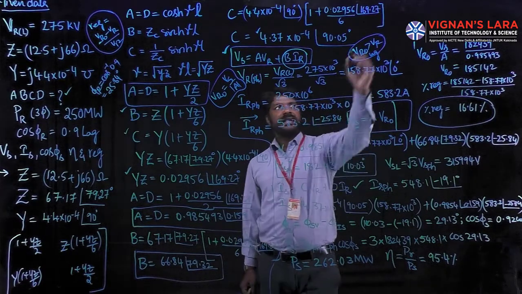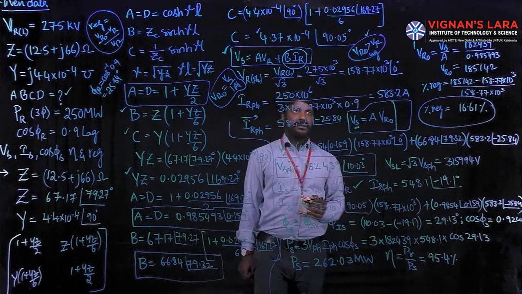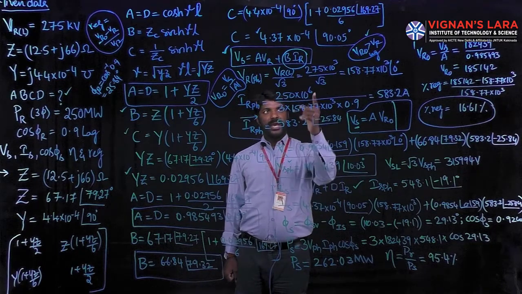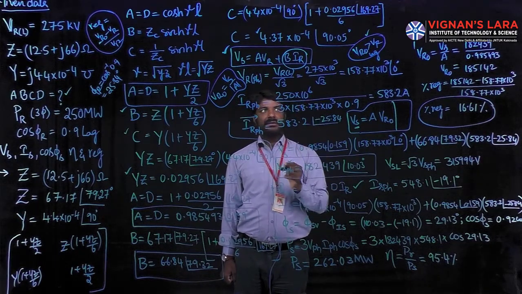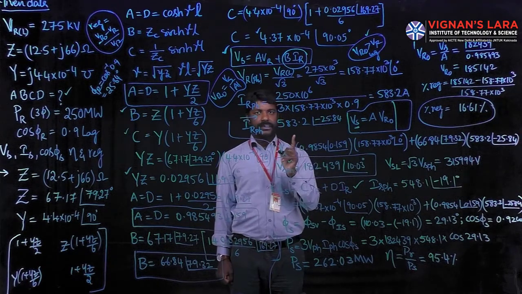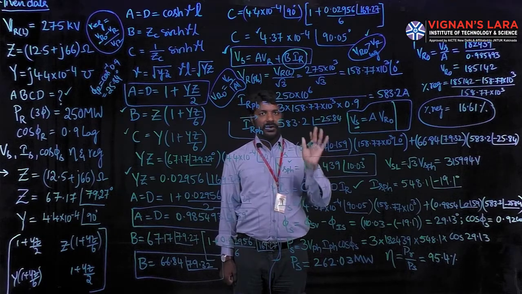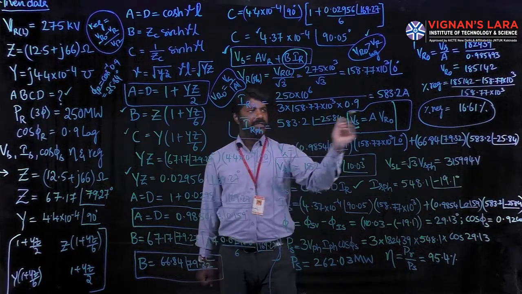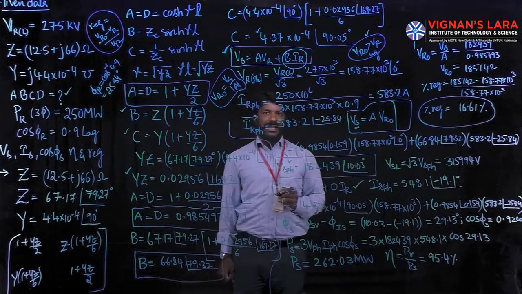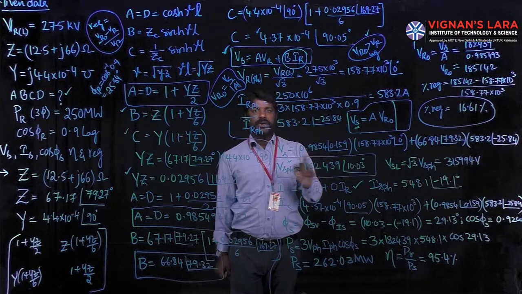This is regulation, and this regulation is a positive value because it is a lagging load. For lagging load, what is the condition? VR0 must be greater than VR. Whereas for leading loads, called capacitive loads, this VR naught value will be less than VR. Then you will get negative regulation. Regulation answers will be negative. Don't become confused. If the load is a capacitive load, then the regulation will be negative, indicating that the receiving end voltage at no load is less than the receiving end voltage at full load condition.